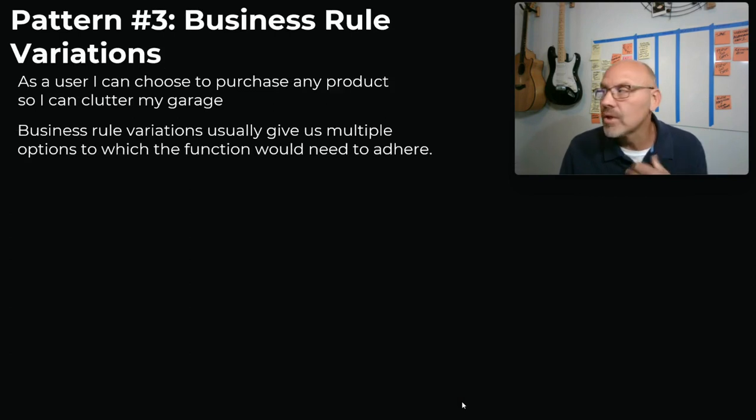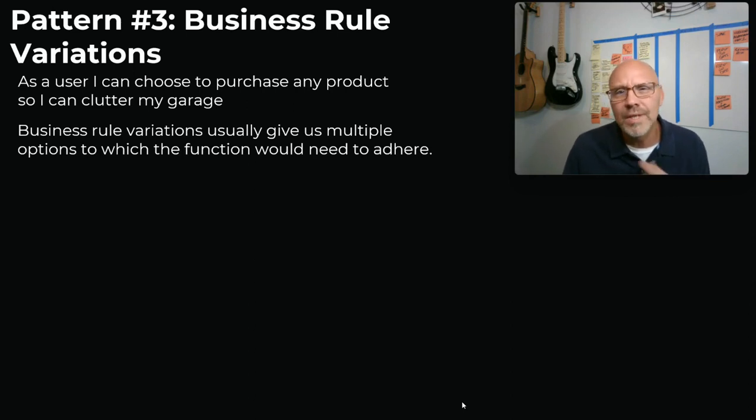The next pattern, number three, is business rule variations. This one is kind of fun, kind of concerning too, because when we see the documentation on the internet and what's online for reference, it could get confusing. Let me help clarify that a little bit. As a user, I can choose to purchase any product so I can clutter my garage. We are all guilty of that.